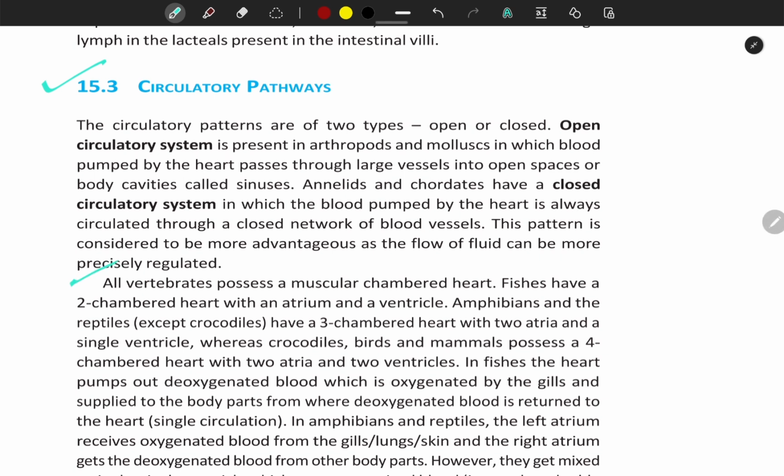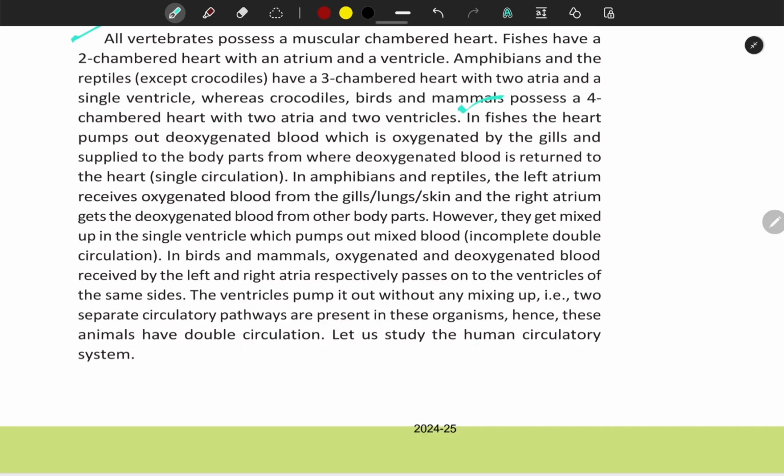All vertebrates possess a muscular chambered heart. Fishes have a two-chambered heart with an atrium and a ventricle. Amphibians and the reptiles, except crocodile, have a three-chambered heart with two atria and a single ventricle, whereas crocodiles, birds and mammals possess a four-chambered heart with two atria and two ventricles. In fishes, the heart pumps out deoxygenated blood which is oxygenated by the gills and supplied to the body parts, from where deoxygenated blood is returned to the heart, that is, single circulation.